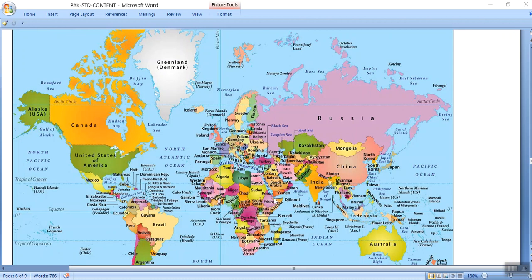Okay, look at this, the African continent is divided into parts. These, Sudan, Chad, Niger, Mali, Algeria, Libya, Morocco, Tunisia, they're called North Africa.